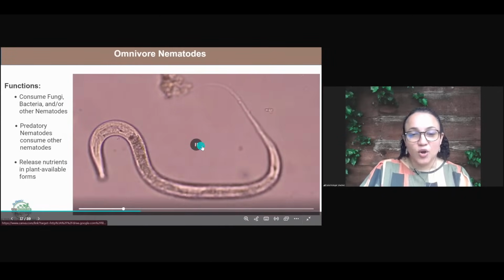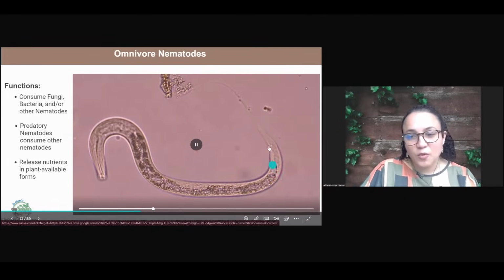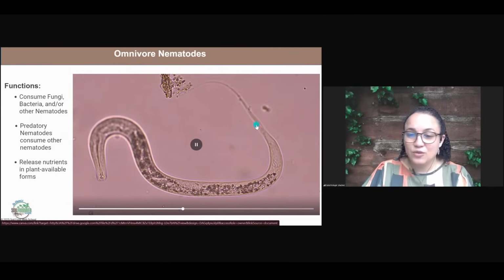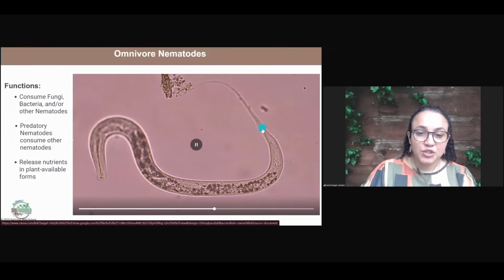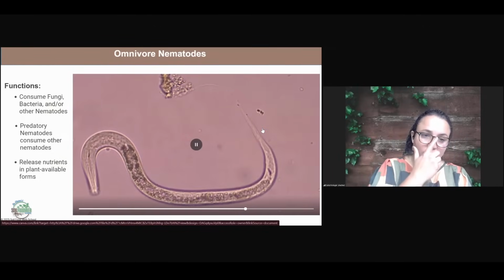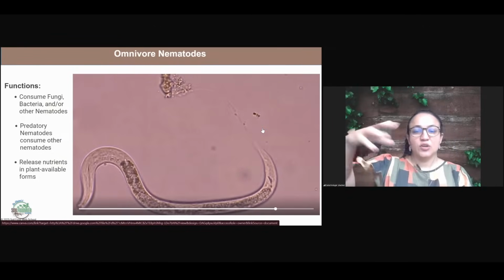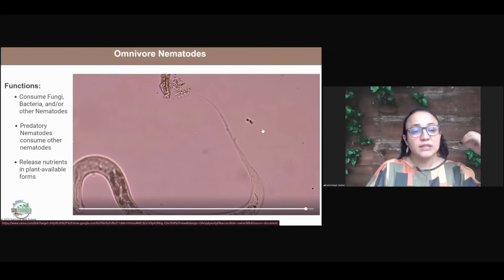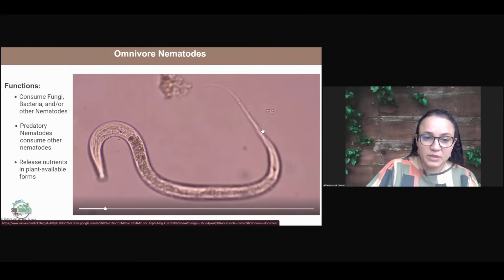Oh, here we have an omnivore nematode. Look how beautiful they are. And again, huge diversity in shapes, sizes, and forms. Of course, the omnivore and predatory nematodes tend to be bigger than bacterial and fungal feeding nematodes.